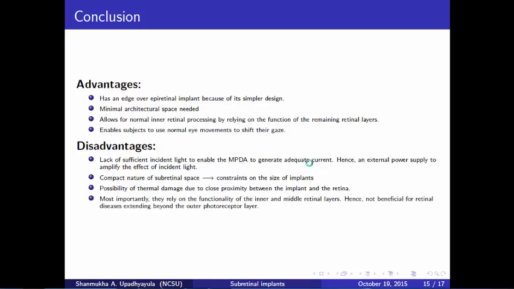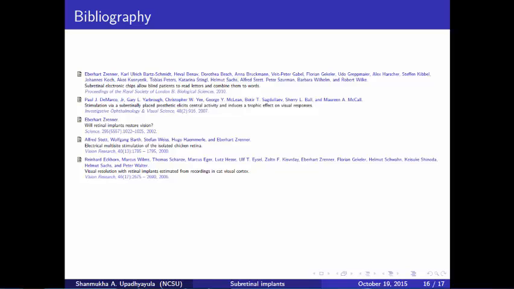And more importantly, the subretinal implant relies on the functionality of the remaining retinal layers. Hence, in the cases where the diseases are not pertaining to the retina, rather where the entire visual system has been compromised, these might not be of good use.